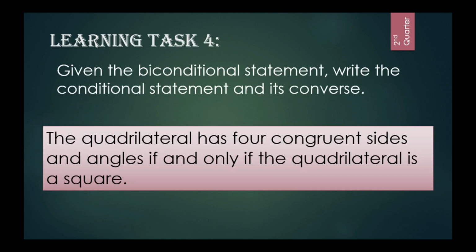Finally, for your learning task number 4, katulad ng ating example na to. Learning task number 4, given the biconditional, you're just going to write the conditional and the converse. Again, ang isusulat nyo lang ay yung conditional niya at yung converse. Given, the quadrilateral has 4 congruent sides and angles if and only if the quadrilateral is a square.